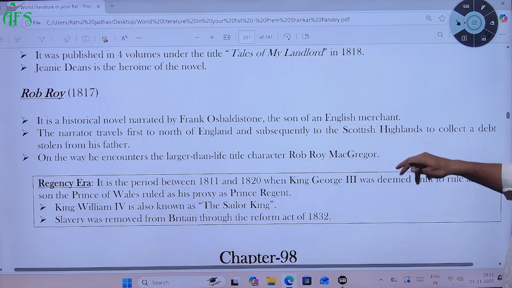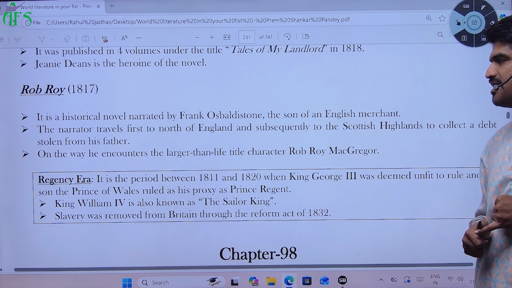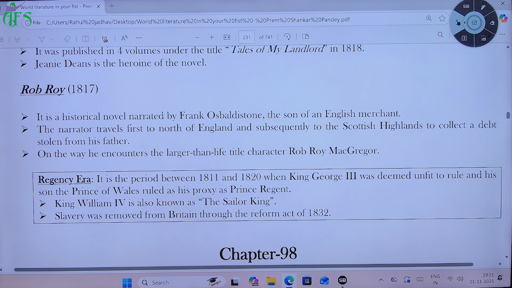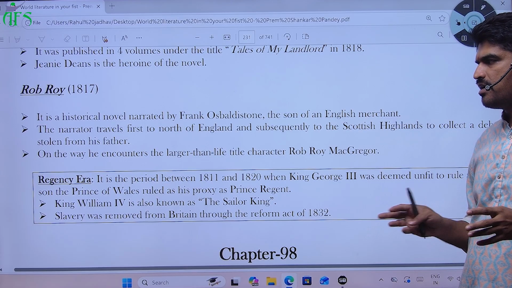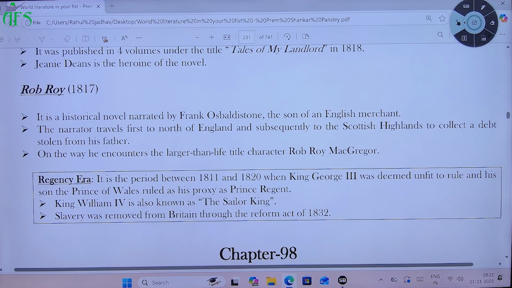Rob Roy. It is a historical novel narrated by Frank Osbaldistone, the son of an English merchant. The narrator travels first to the north of England and subsequently to the Scottish Highlands to collect a debt stolen from his father. On the way, he encounters the larger-than-life character Rob Roy MacGregor.